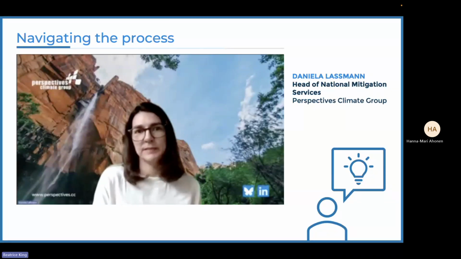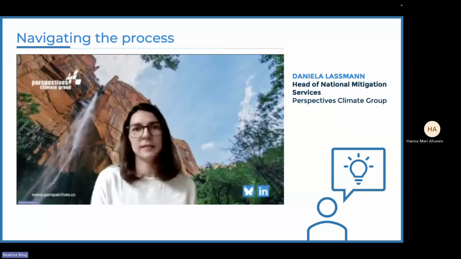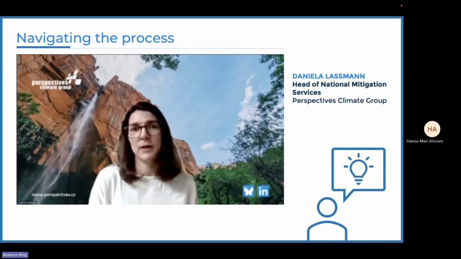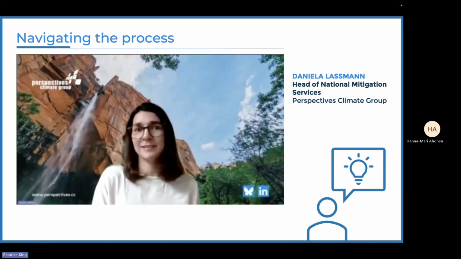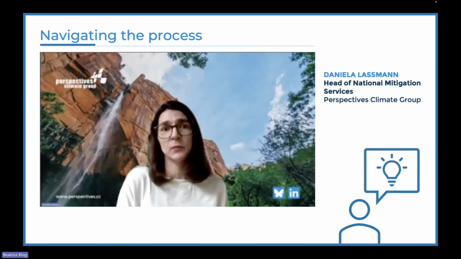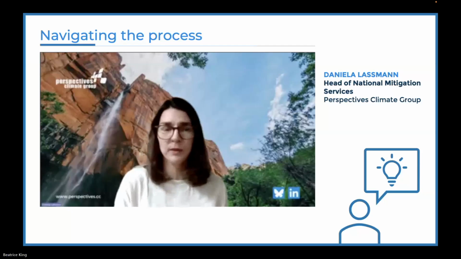Next, a solid baseline is key. Carefully assess existing methodologies to ensure they fit both the host country context and the specific mitigation activity. Article 6 adjustments may be needed, such as setting the baseline below business as usual. Finally, robust data collection is essential for credible baseline setting and future MRV processes. Make sure your dataset is well documented and representative.